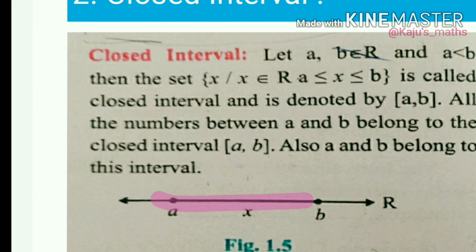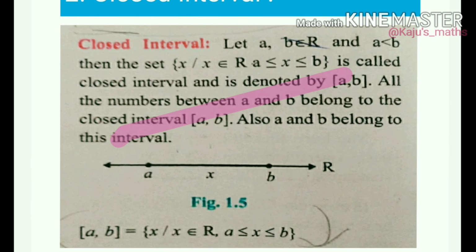Okay, and for a closed interval we use square brackets, a comma b. So this is the representation of a closed interval by using a set, and this is on the number line. I hope you got this.